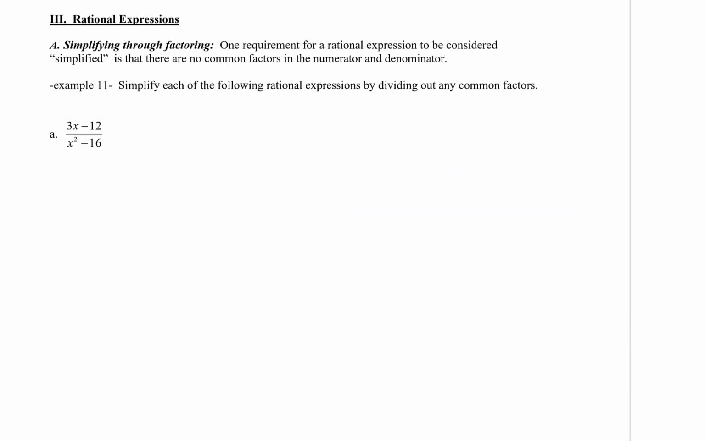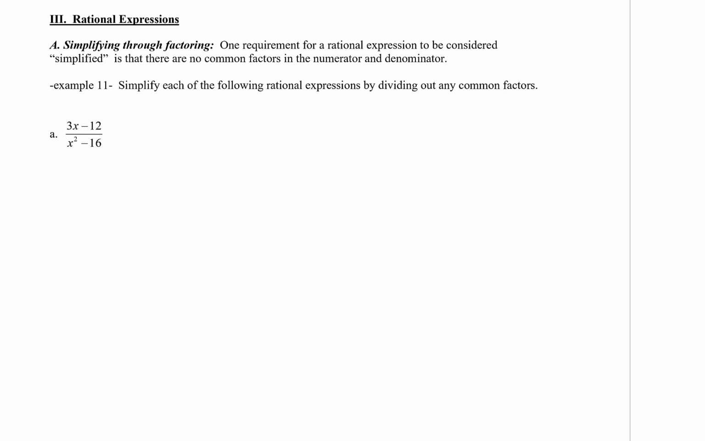3. Rational expressions. A. Simplifying through factoring. One requirement for a rational expression to be considered simplified is that there are no common factors in the numerator and denominator. Example 11. Simplify each of the following rational expressions by dividing out any common factors.